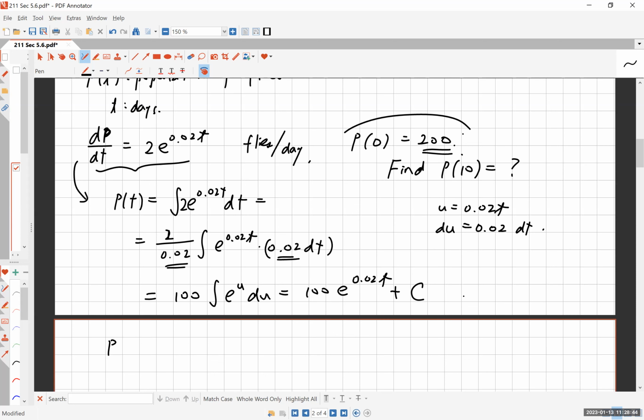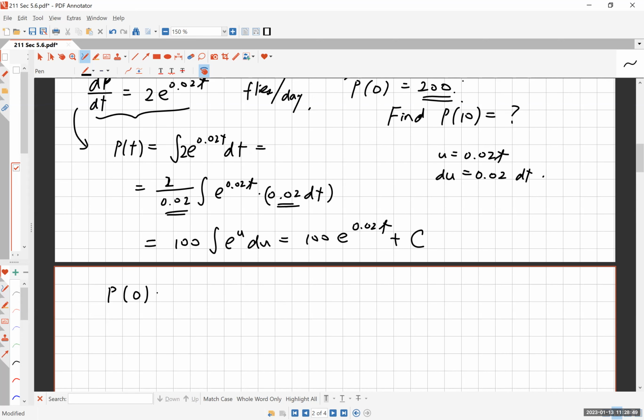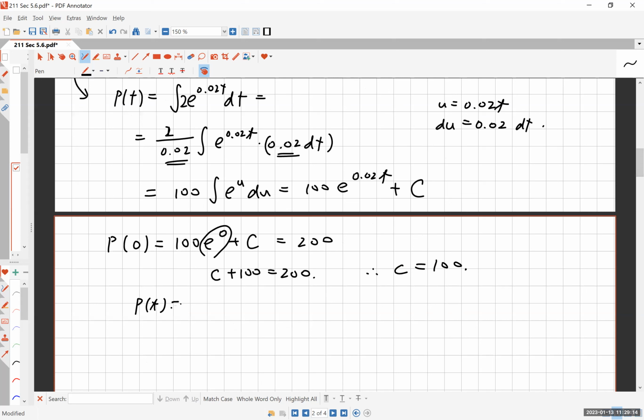Now, by the way, this is your population function. What you're also given is that P of 0, which is 100 e to the 0th power plus c, is equal to 200. Now, what is that? That's 1. So you are given c plus 100 is 200, which tells you then c must be 100. Finally, now we have a complete description of the population at time t, after t days. And that is 100 e to the 0.02t plus 100.